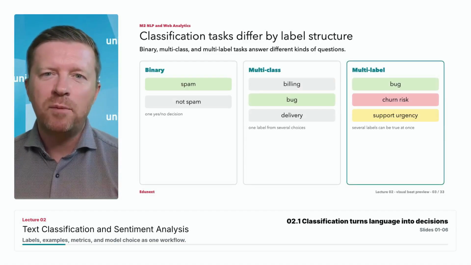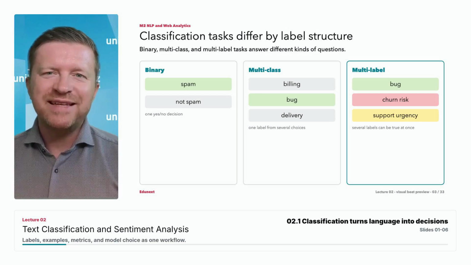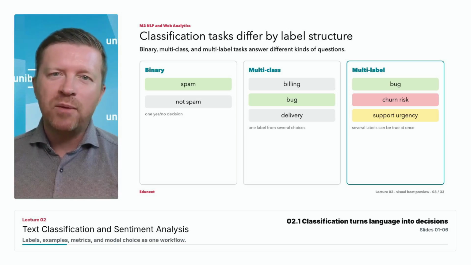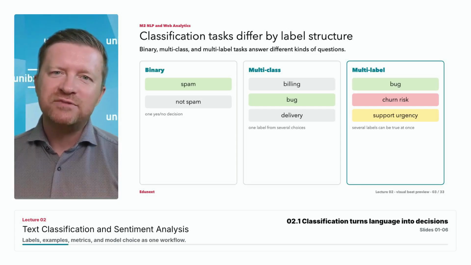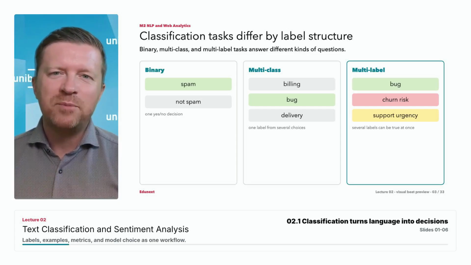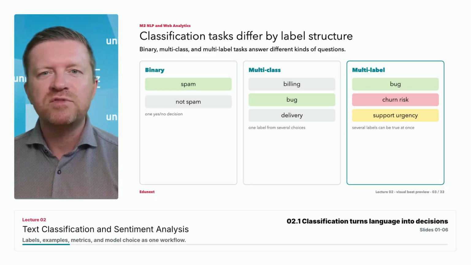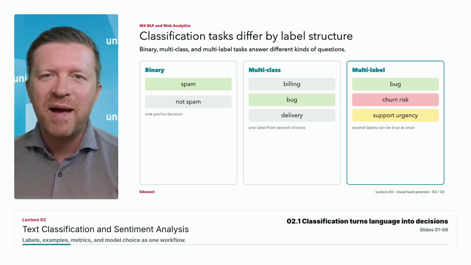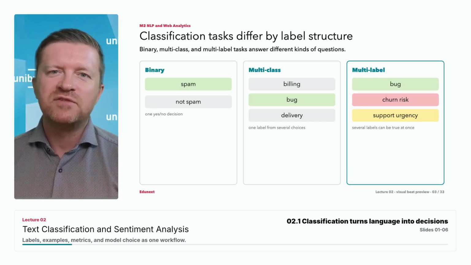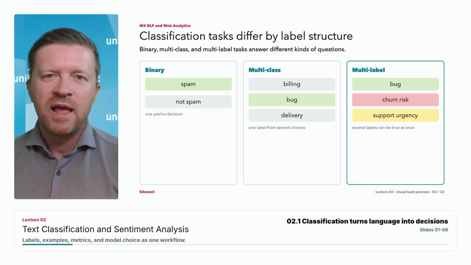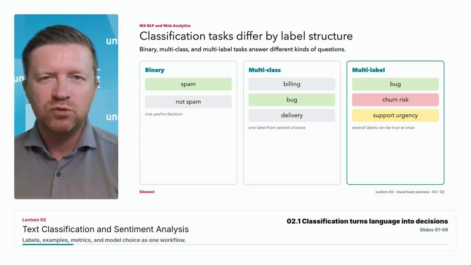There are a few common shapes for this. In binary classification, there are two labels, such as spam or not spam. In multi-class classification, there are several possible labels, but each text gets one of them, such as billing, delivery, or bug. In multi-label classification, one text may receive several labels at the same time. That last case is often important in real products.